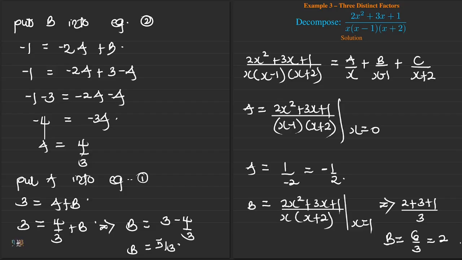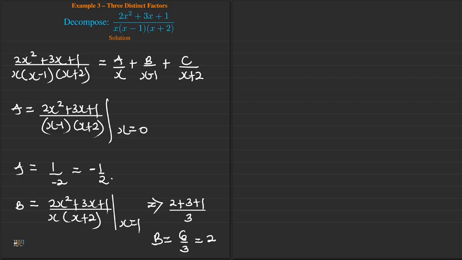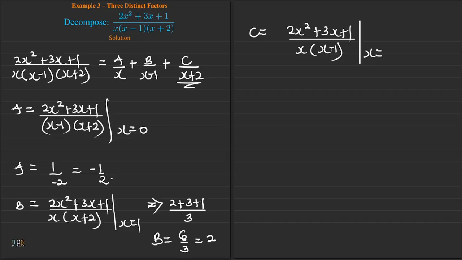The last constant left for us to solve for is c. So using the same procedure, our c would be equal to 2x squared plus 3x plus 1 all over, writing all the denominators excluding c's denominator. So x into bracket x minus 1. And then we are evaluating at x equals the value that makes c's denominator 0, and that is negative 2.